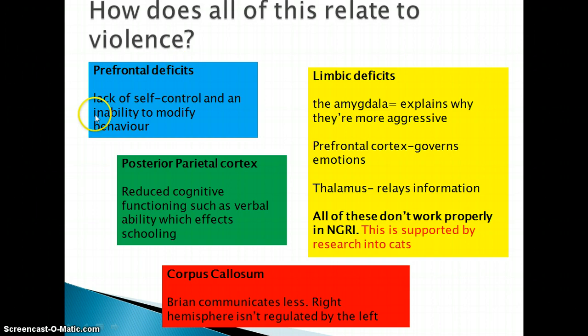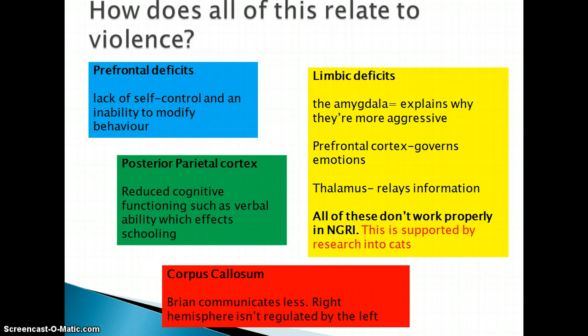So the prefrontal deficits explain the lack of self-control. They can't control their behaviours, which is why they kill people. Posterior parietal cortex, I'm saying why they kill people. Obviously, we can't derive cause and effect from this, but this is one explanation that people have given. The posterior parietal cortex could result in reduced cognitive functioning, so they have less verbal ability. They are less able to express themselves or understand others, which might have affected their level of schooling.